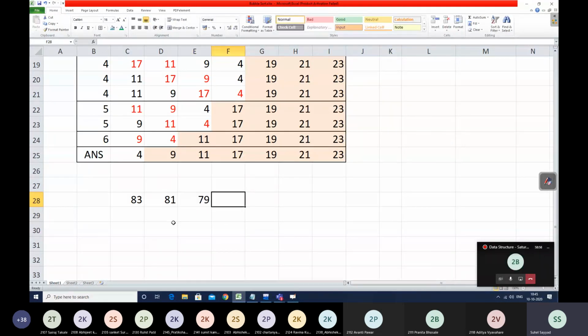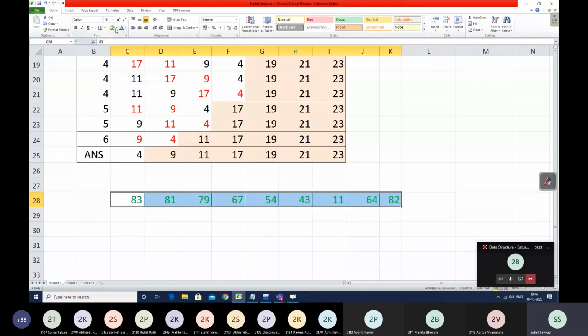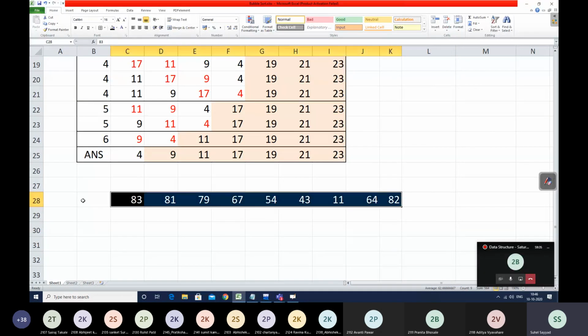Take down these numbers. Given numbers are, I have given a total of 9 numbers. So this is the input which I have given. All of you make a note of this. 83, 81, 79, 67, 54, 43, 11, 64 and 82. So solve these 9 numbers.